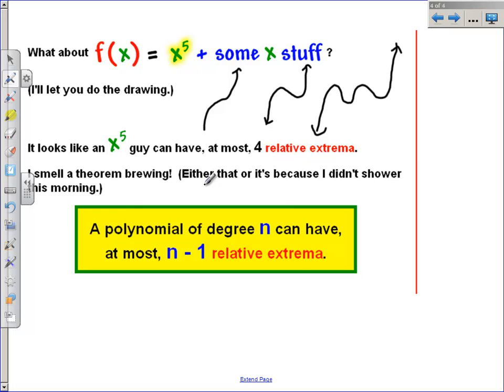So this little theorem says that a polynomial of degree n can have at most n minus 1 relative extrema. So if you can figure out the degree of the polynomial, then one number less than that is the maximum number of turns. It doesn't have to turn that many times, but it can only turn that many as a maximum.